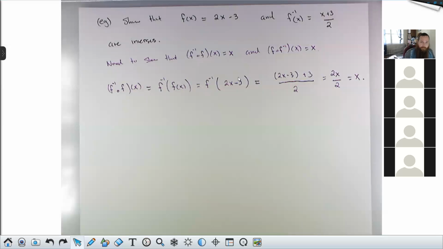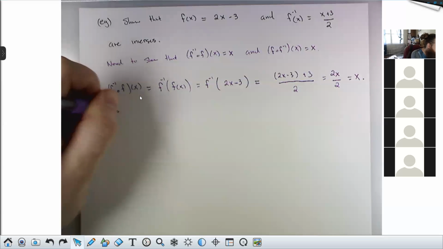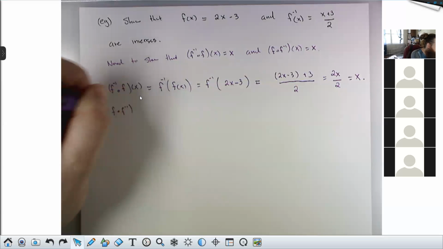So things are looking good, but we still need to check the other direction also. It is possible for one of these to simplify to x and the other one to not simplify to x. Those are called left inverses or right inverses. You won't run into them in this class, but they do exist. So I'm obligated to tell you you need to check both ways.